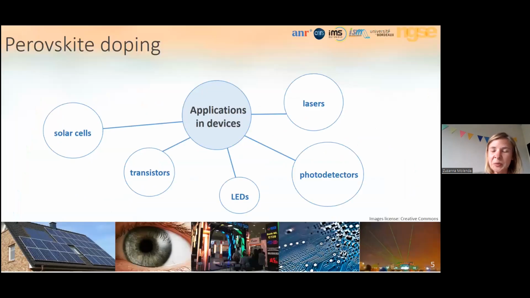So Vincent told me that everybody knows perovskites here. Then I will just bring up quickly some of the applications of perovskite semiconductors.